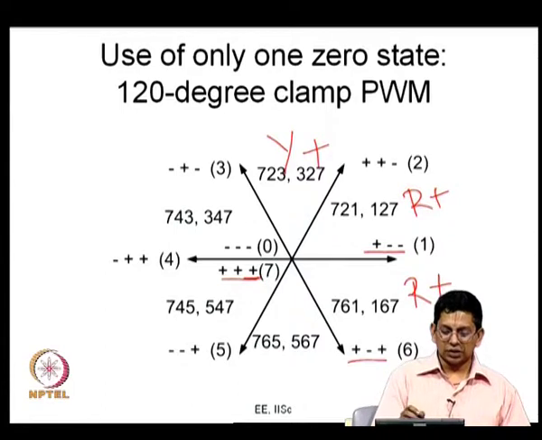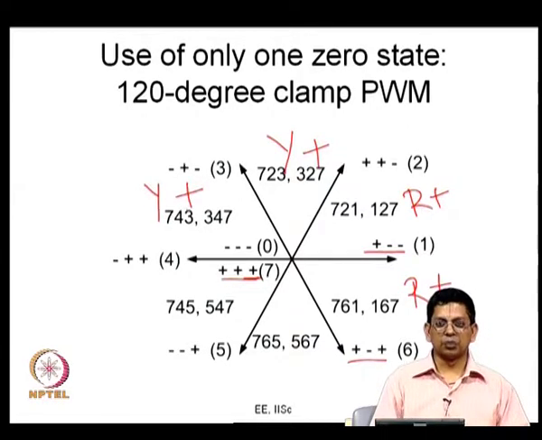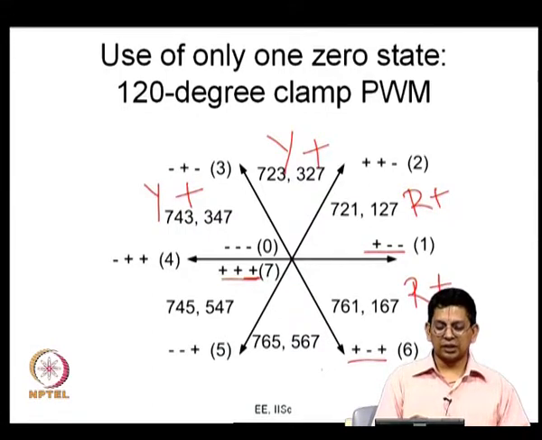7 4 3, 7 is plus plus plus, 4 is minus plus plus, and 3 is minus plus minus. Here again you find Y phase is clamped to the positive bus in every subcycle in this one. Therefore, just what is remaining, it is not very difficult to guess that in the other two sectors B phase is going to be clamped to the positive bus.